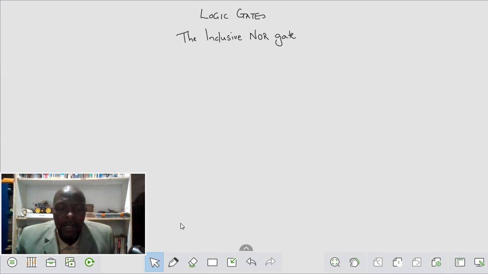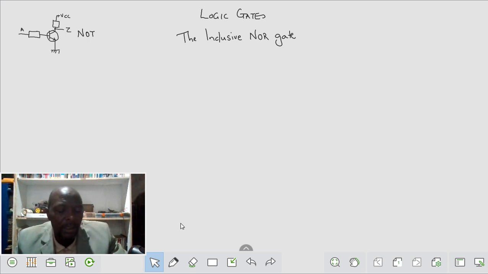Okay, let's look at another gate. We're going to look at the inclusive NOR gate today. Remember, we've been doing gates for a little while now. We started off with the NOT gate. We looked at the truth tables, we looked at the switch circuits. We actually dealt with the circuit first, there it is on the board. And then we also looked at the Boolean equation for that.